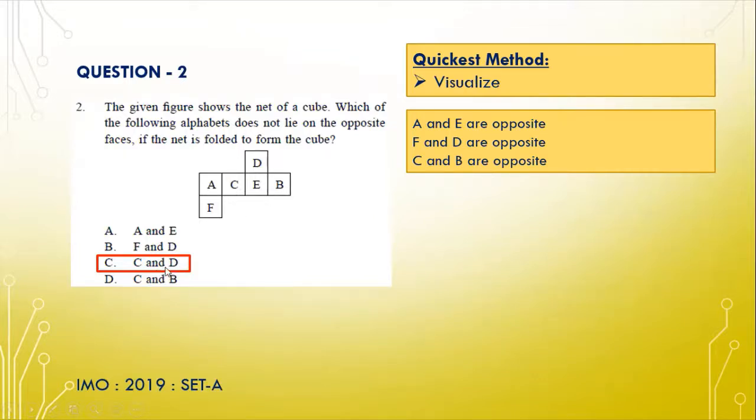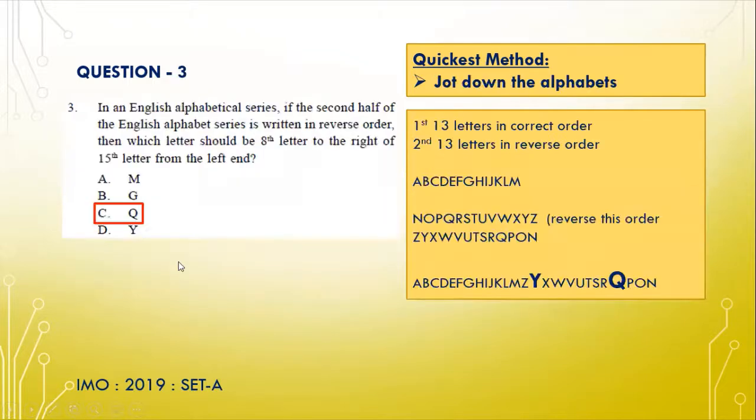C is not opposite to D, isn't it? C will be adjacent to D. If D is the top face, C will be adjacent to D, but C is opposite to B. So C and D, they are not opposite. So this is the incorrect option.